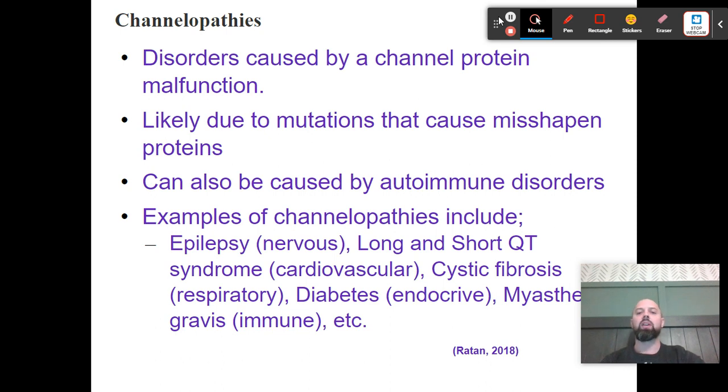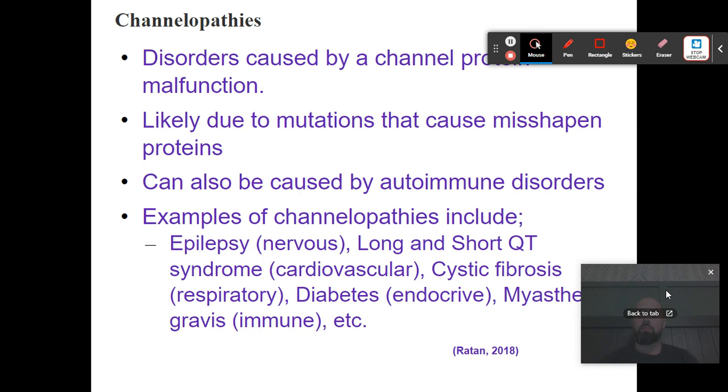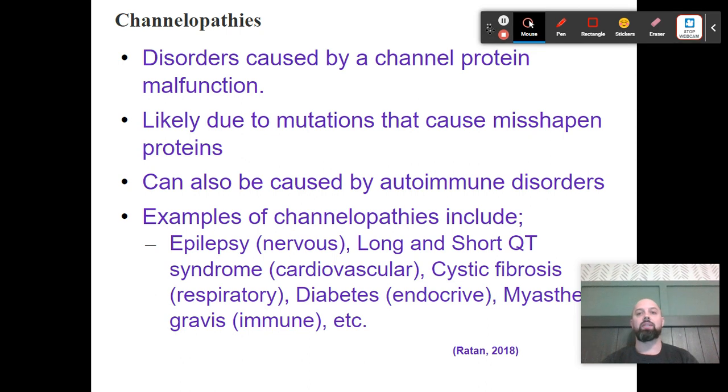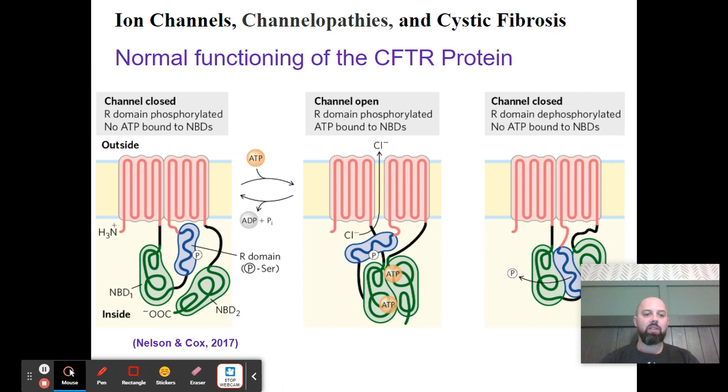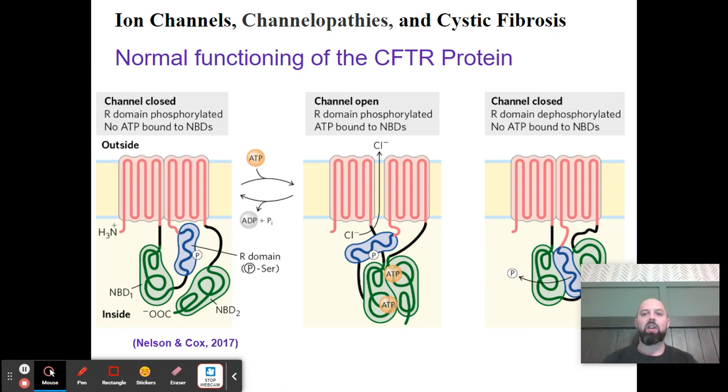The endocrine system is affected in diabetes by channelopathies, and myasthenia gravis is an immune disorder associated with channelopathies. So I want to go through specifically cystic fibrosis and how it's affected by a channelopathy.